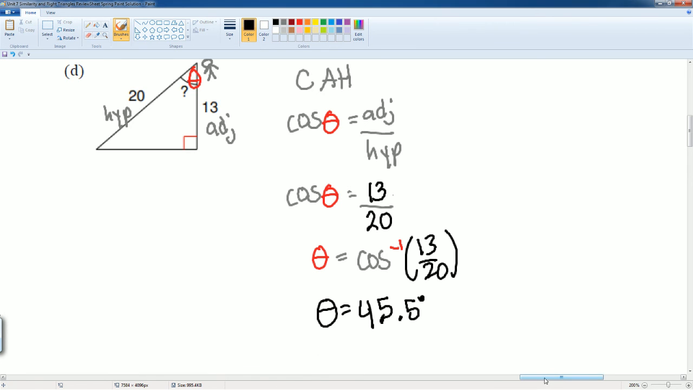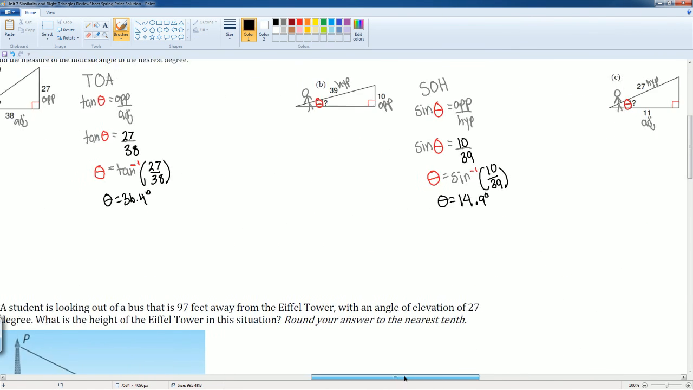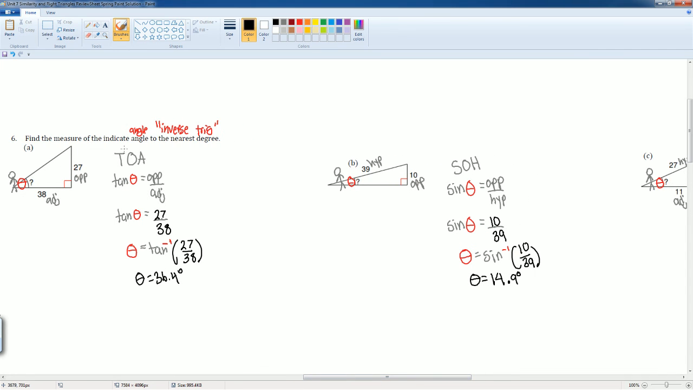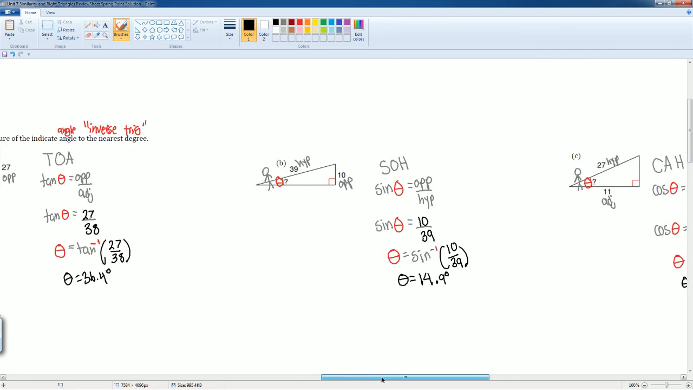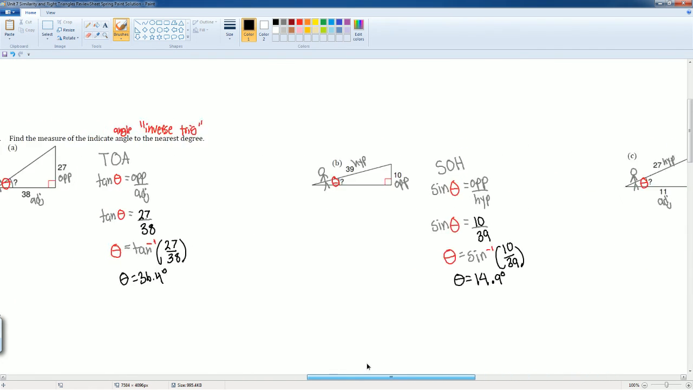And there you go. That is how you do number 6. Remember, please understand, in number 6 we're trying to find the angle. That's the reason why all of these are using your inverses. Okay? All inverses of your trig ratios.